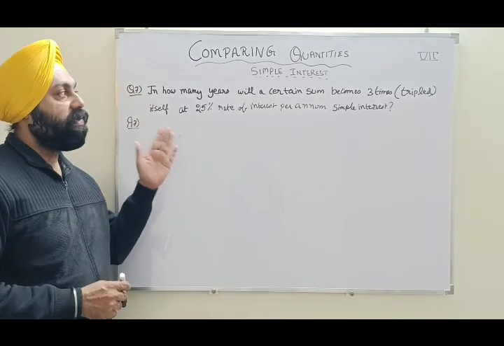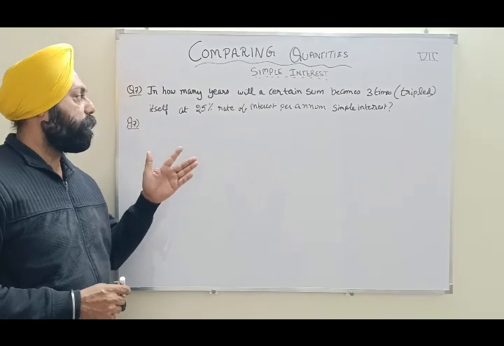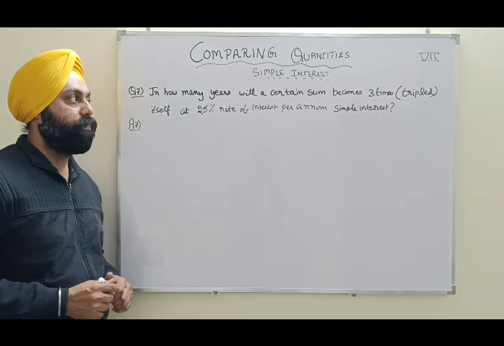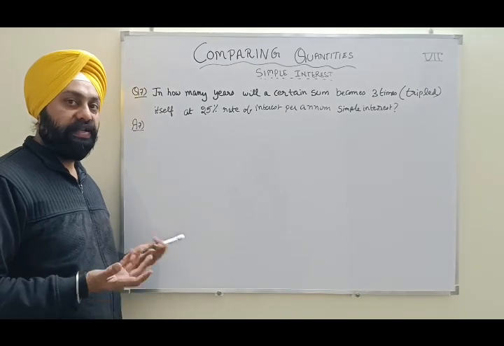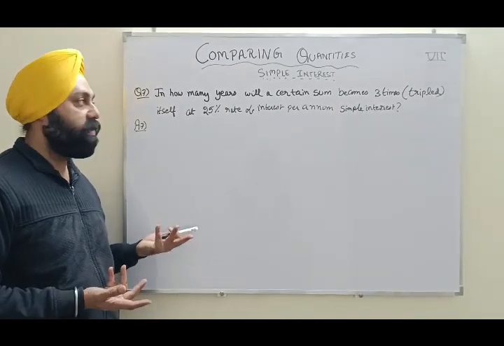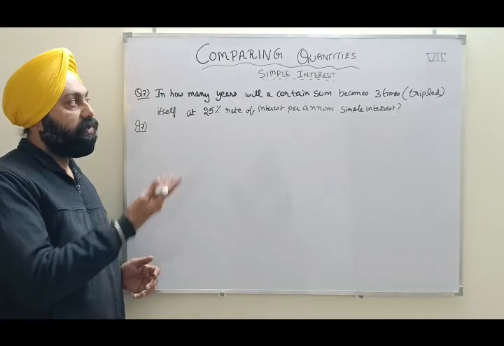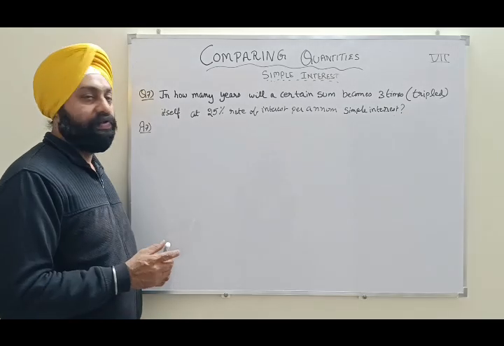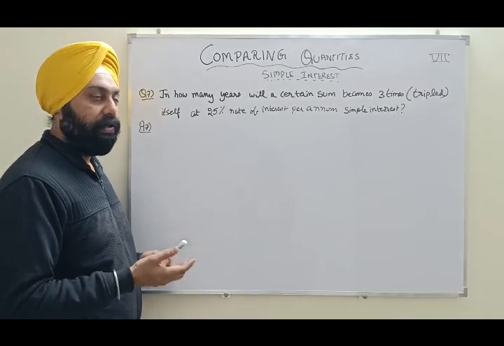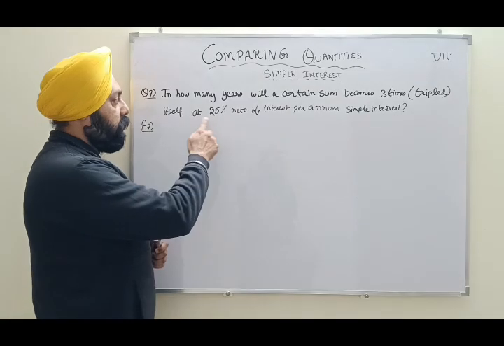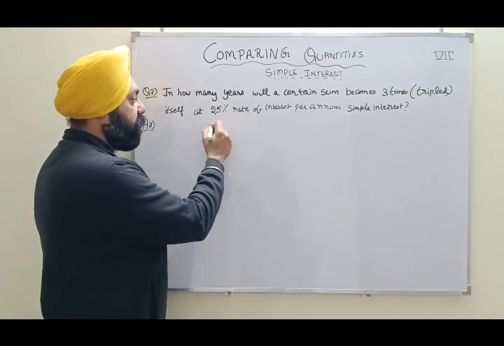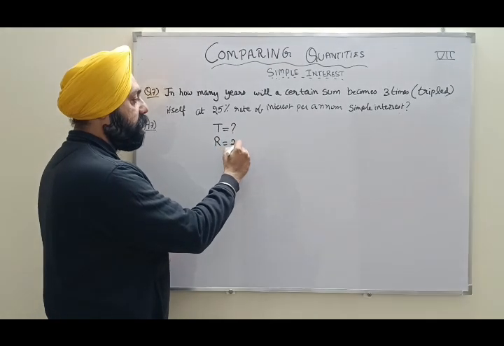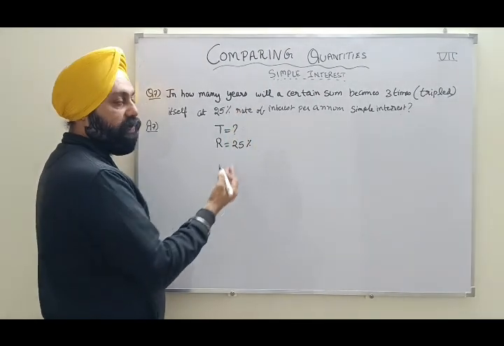In how many years will a certain sum become 3 times, or triple itself, at 25% rate of interest per annum simple interest? So again, principal is not given, and amount and simple interest are not given. It is written certain sum. Whenever we don't know a number, we usually make use of algebra and take a variable for it. In how many years we have to find the time, so we put time is equal to question mark. Rate of interest is given, that is 25%, and we don't know the sum.